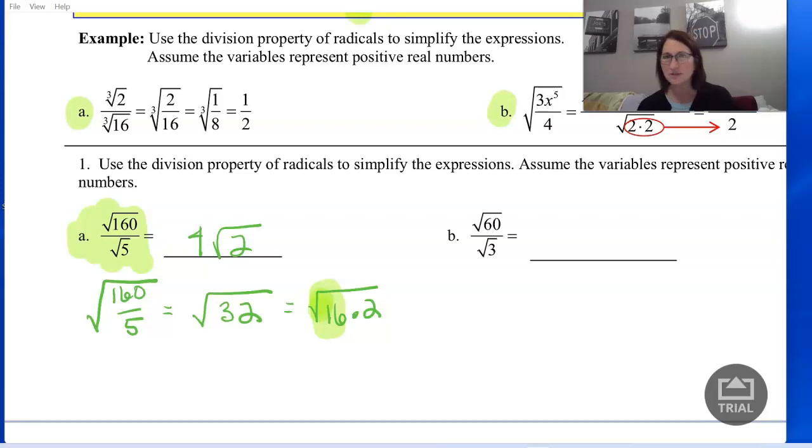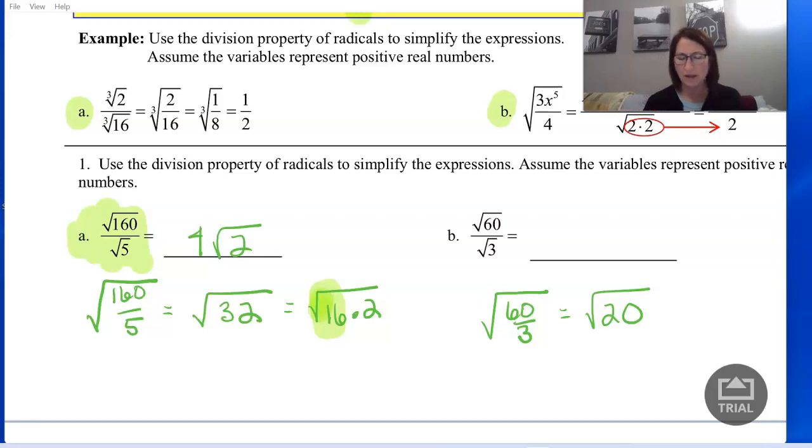Let's look at B. Let's do the same thing. So I'm going to merge it all together, 60 over 3. And when I simplify that, I'm going to get the square root of 20. Again, 20 is not a perfect square, but if I think of what can I multiply to get 20, and is one of those factors a perfect square? Well, sure. I could take the square root of 4 times 5, where the square root of 4 is a perfect square. And so this is going to simplify to 2 square roots of 5.